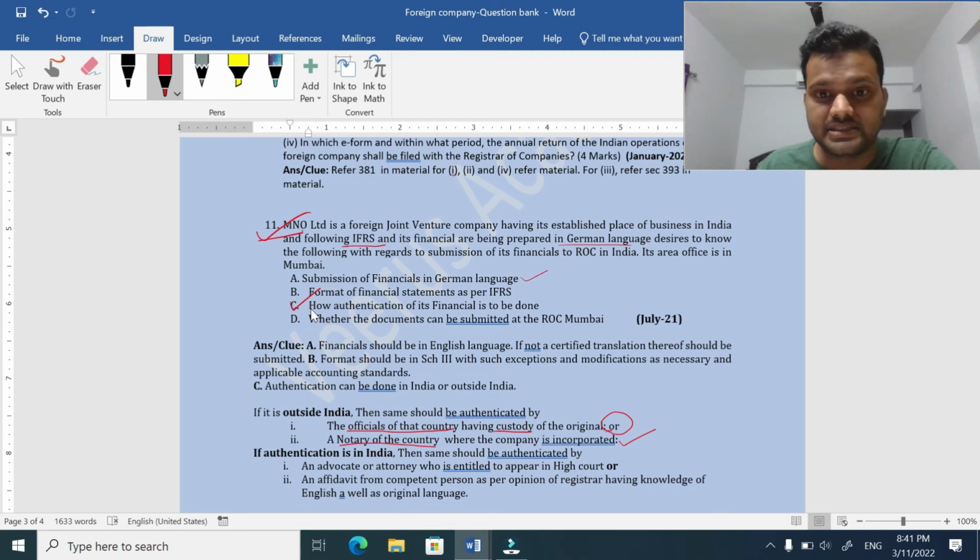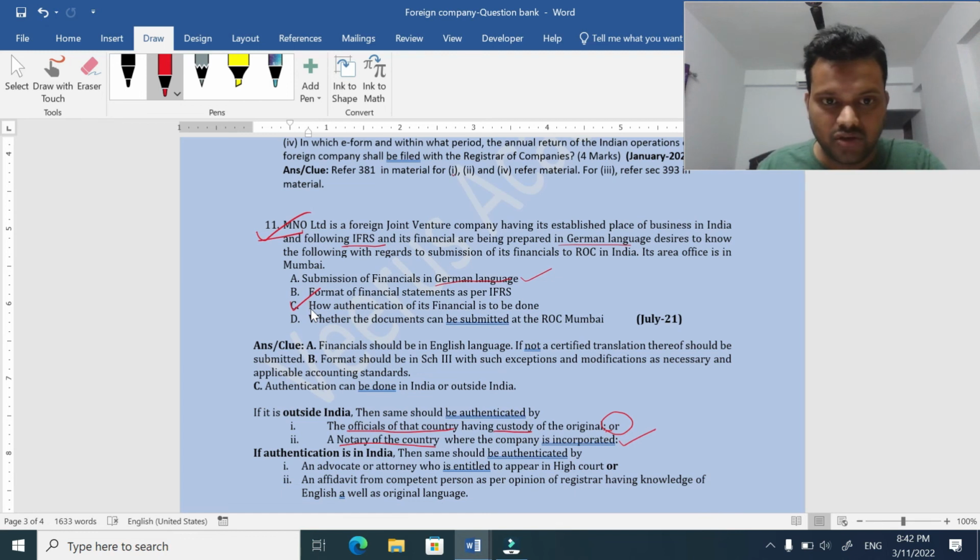Submission of financials in German language, whether it is allowed or not. We just discussed that if the original documents, the financials, are not in the English language, they have to be translated into English, and that has to be authenticated. So the certified translation copy in English is to be filed with the ROC New Delhi. So submission of the financials in German language is not allowed.